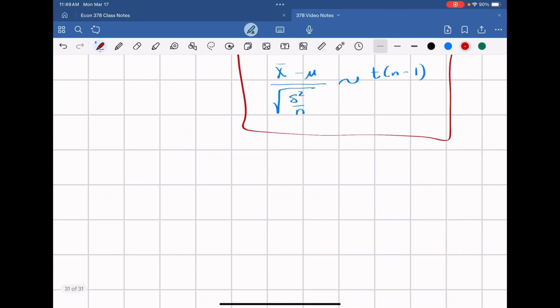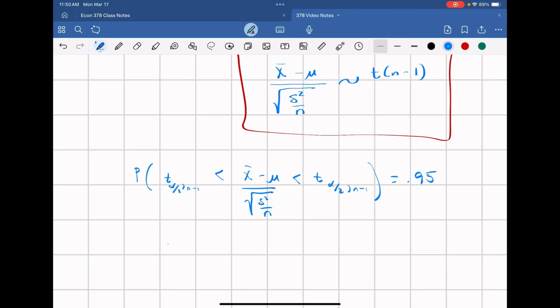So let's go ahead and apply that. We can set up the probability that we're between certain values. So here's our negative t alpha over 2 of n minus 1 is less than X bar minus mu over the square root of s squared over n is less than the same t alpha over 2 of n minus 1. And we want that equal to 0.95.